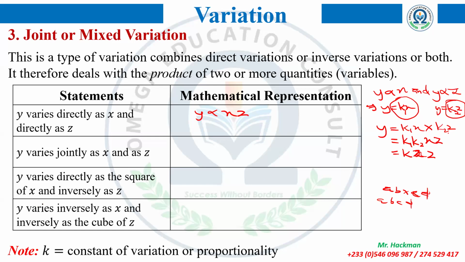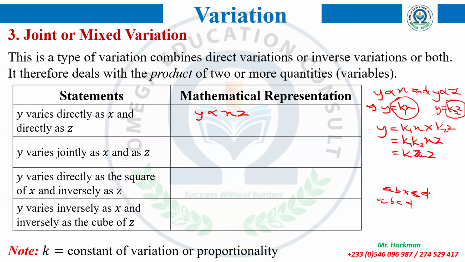K sub 1, K sub 2. If it was KK, then it would be K squared. That's why I'm distinguishing between the two of them. So they are different now. Once they are different, they cannot take a square. Square will come in when they are the same. Is my point well made? Yes, sir. Okay, great.